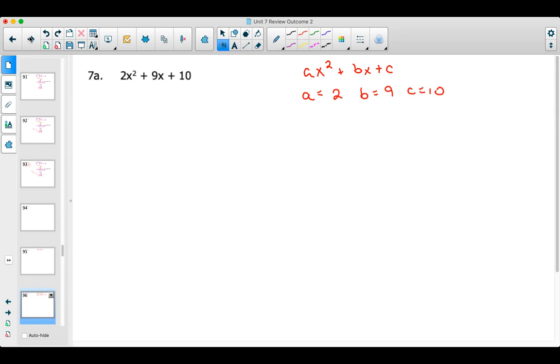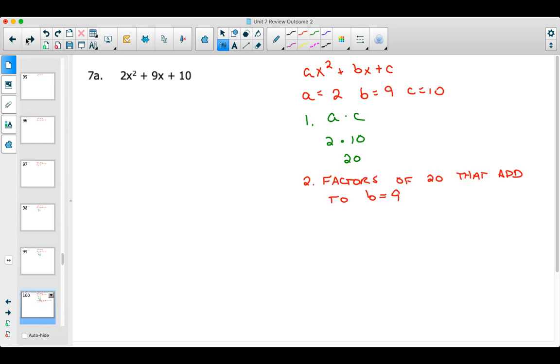The factors of 20 are 1 times 20, 2 times 10, and 4 times 5. 4 times 5 does add up to 9, so those are the factors we need. Now in this case, a is not 1, so we do have to split the middle here. So a couple extra steps. So we have 2x squared, and then we have 4x plus 5x, plus 10. And if you double check, 4 plus 5 is still 9.